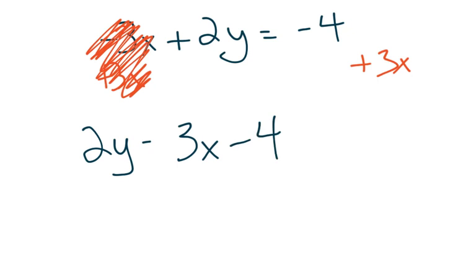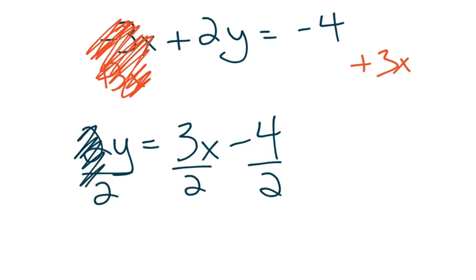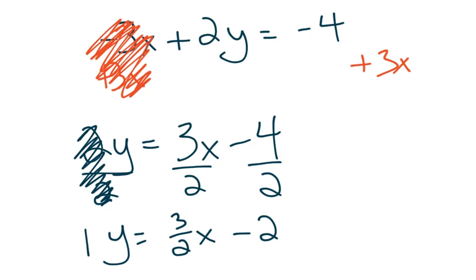Let me make that a little better. Okay, so 2 is still multiplying by y, and we need y by itself, so we're going to be dividing by 2 everywhere. And these 2's go away. And then we're almost done. It looks like we can simplify this a little bit. Y equals, well, 3 divided by 2 doesn't work out evenly, so let's just leave it like that. But 4 divided by 2 does work out evenly. 4 divided by 2 is 2. So negative 4 divided by 2 would be negative 2. Now we have our equation.